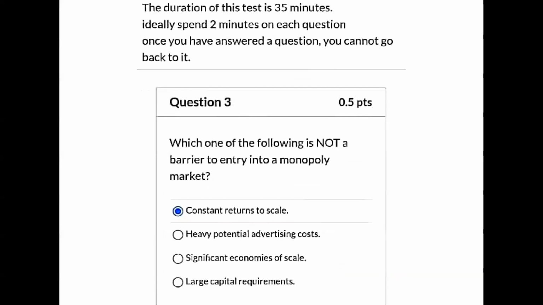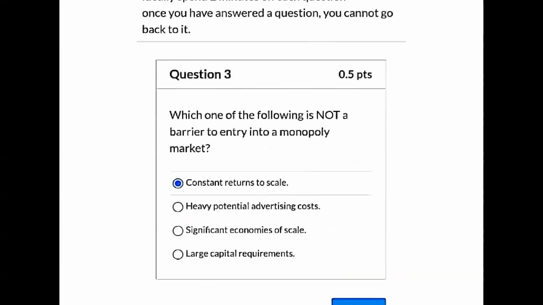Which of the following is not a barrier to entry into a monopoly market? You know the barriers to entry into the monopoly market, right? These are they. Now, which one of the following is not? It means the other three of them are barriers.